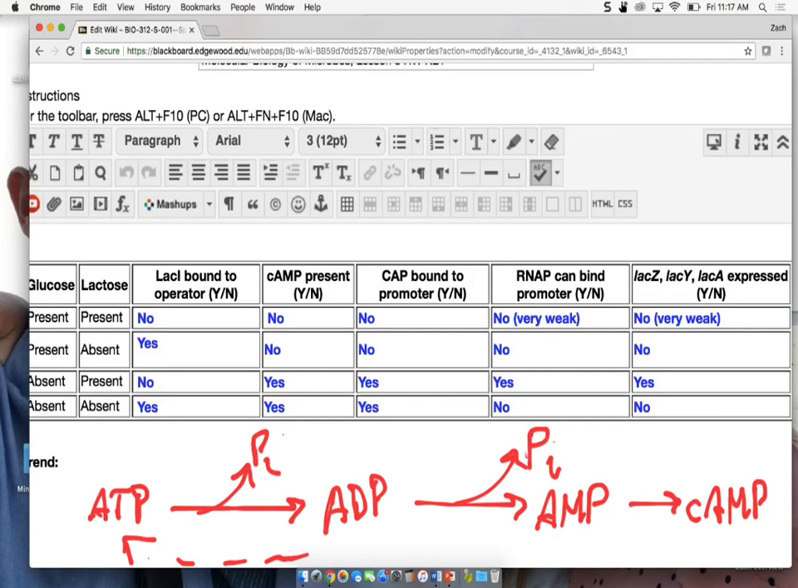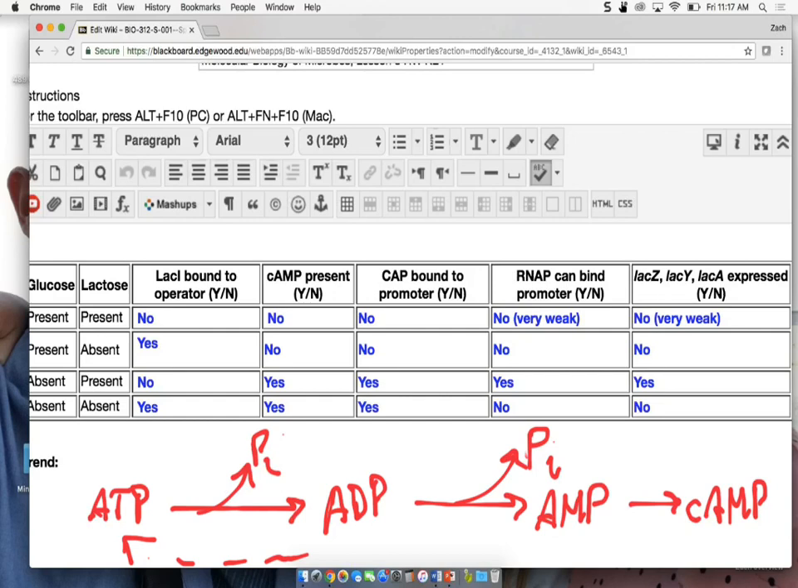And the genes that get expressed, lacZ, lacY, and lacA, basically their function between the three of them is to bring the lactose into the cell, and then to take that disaccharide and break it down into two monosaccharides, galactose and glucose. And at that point, then they can replenish their ATP stores.